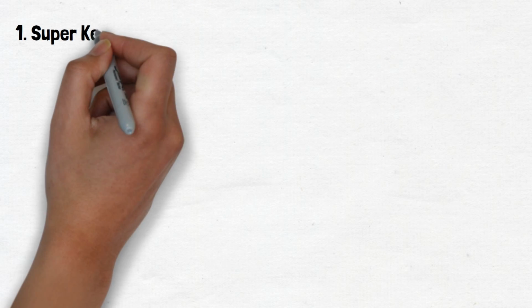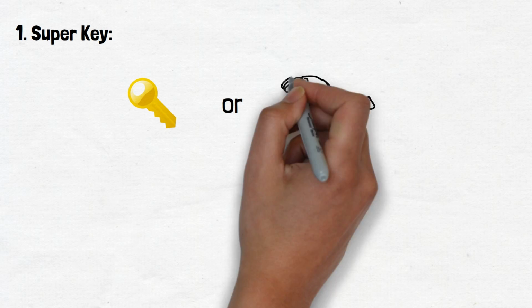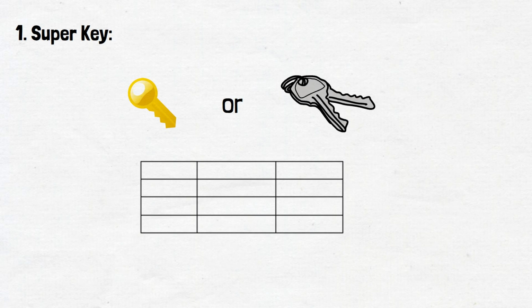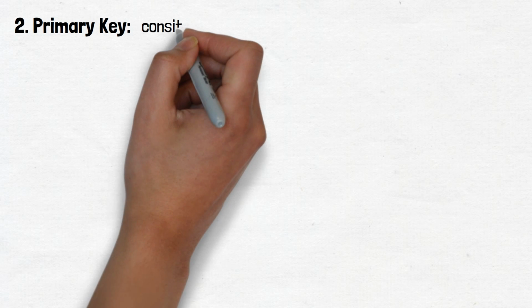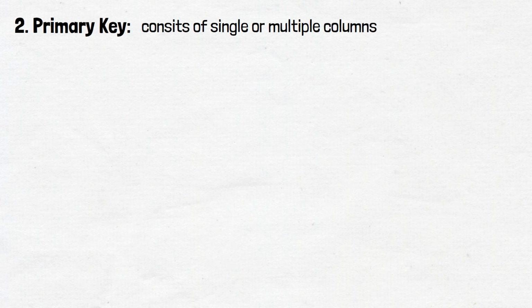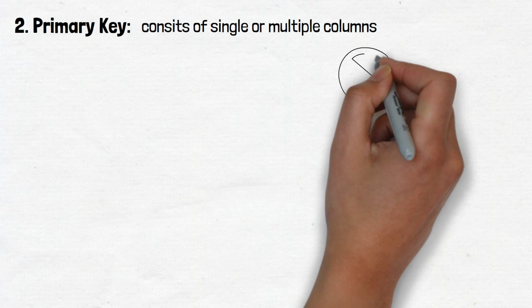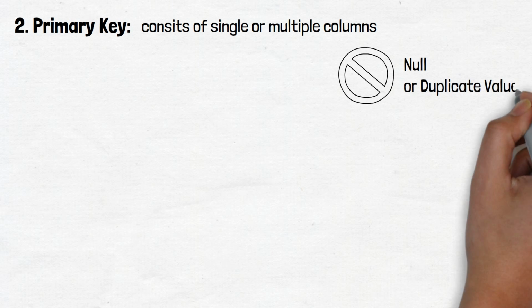First one is the super key. A super key is the group of single or multiple keys which can uniquely identify a row inside a table. All the type of keys, which we shall discuss next, will be a super key by default. Next is the most famous and most commonly used key, known as primary key. A primary key can consist of a single or multiple columns of a table to uniquely identify a row of the table. And it cannot contain null or duplicate value.